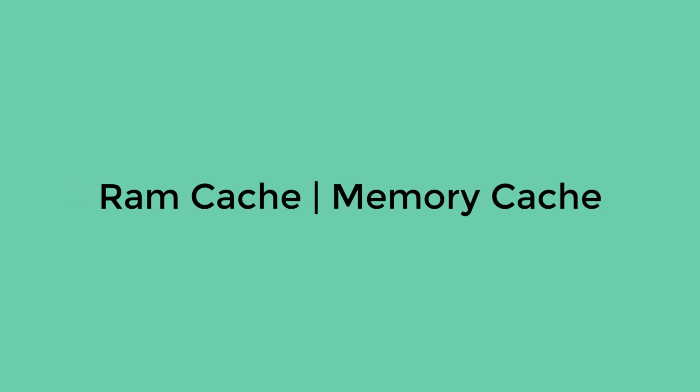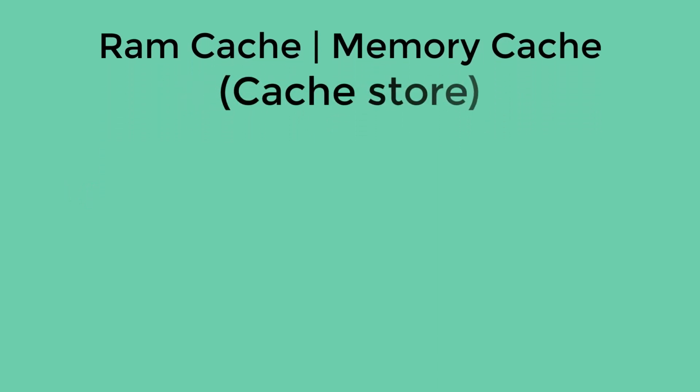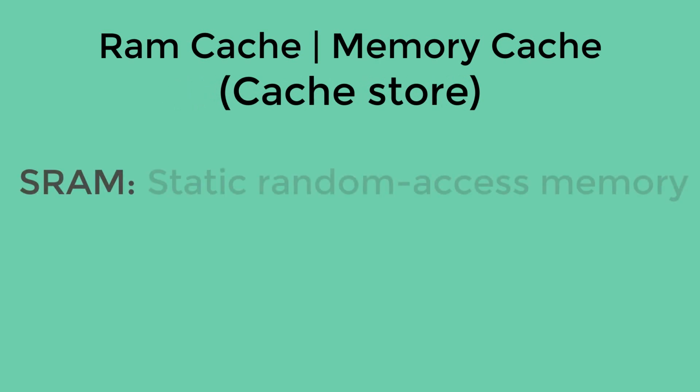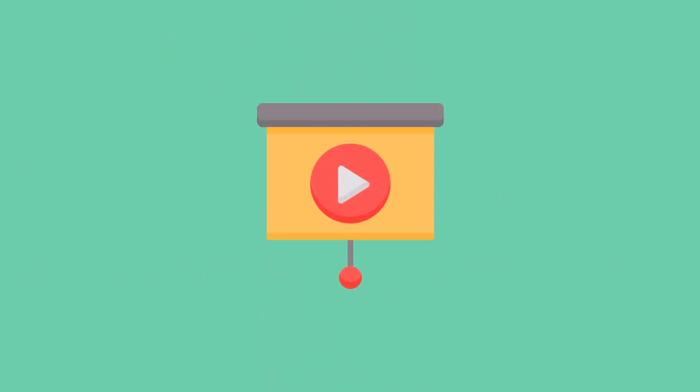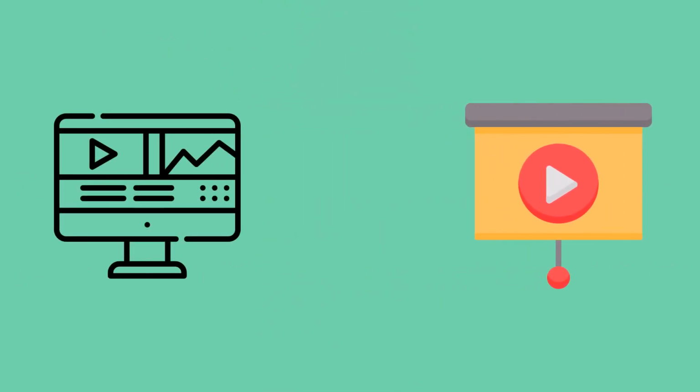In the end, we have the RAM cache. A memory cache, sometimes called a cache store or RAM cache, is a portion of memory made of high-speed static RAM, which is called SRAM, instead of the slower and cheaper dynamic RAM, which is called DRAM, used for main memory. For example, if you are working on a video project, the video editor might load specific video clips and audio tracks from the hard drive into the RAM.